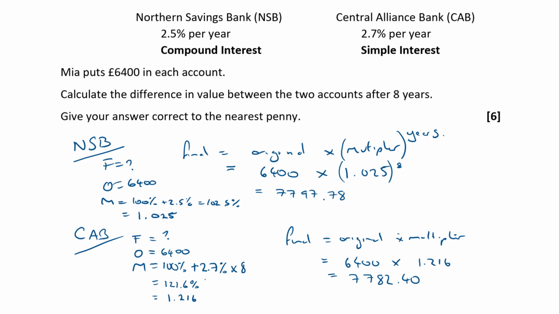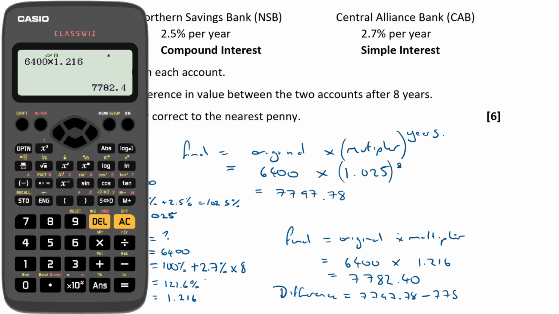So what is the difference between the two? Work out the difference between the two. So subtracting one from the other. So then the difference is going to be 7797.78 subtract 7782.40. What's that then?